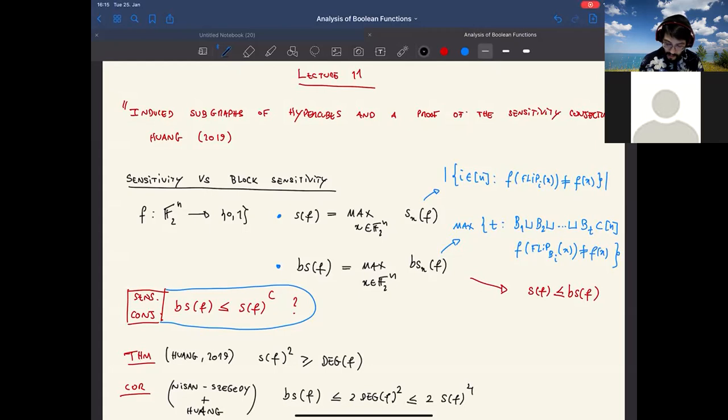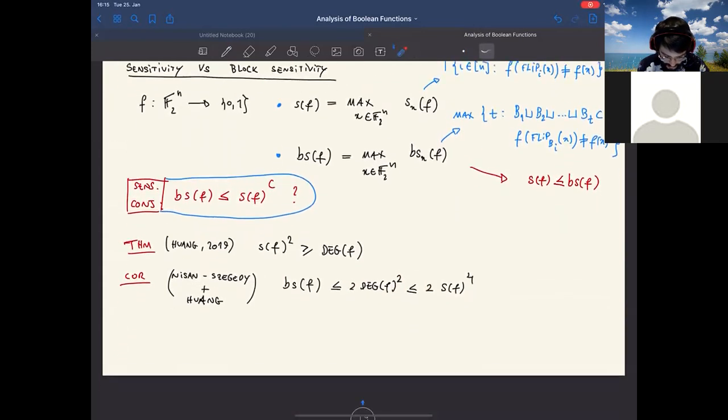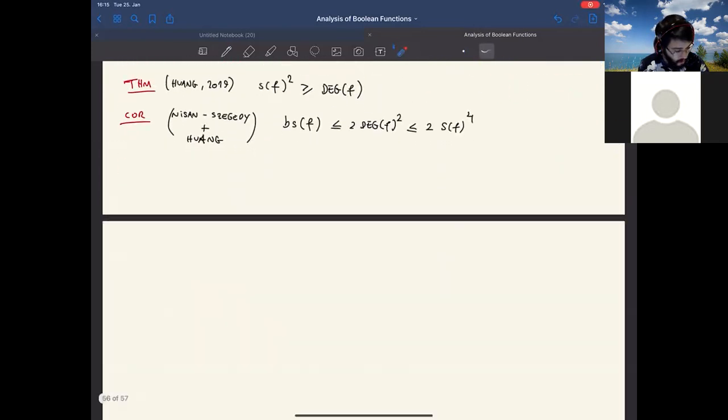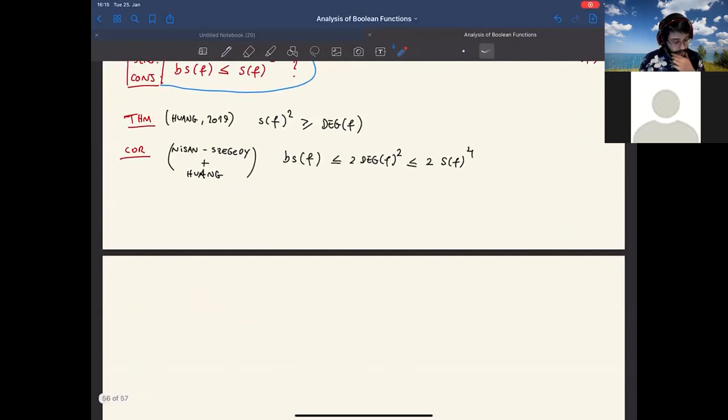Okay. There is actually a paper that improves this result of Nisan and Szegedy. This is Nisan and Szegedy, and this is Huang. And there is actually a paper that removes the two in the Nisan Szegedy result, so you actually have it without these two. But anyway, we proved only this one in our class.